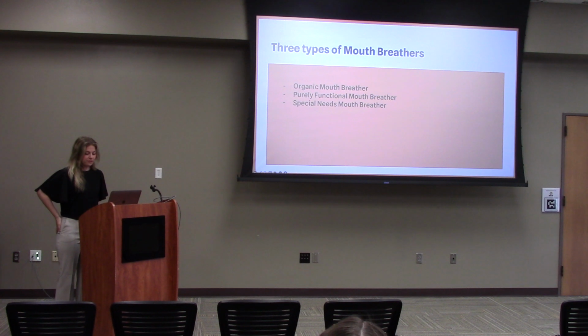Next is the purely functional mouth breather. These are ones who generally partially breathe through their mouth, even though they have no mechanical or pathological obstructions for nasal breathing. Third is the special needs mouth breather. One is called a special needs mouth breather when they have a neurological disorder or dysfunction associated with mouth breathing.